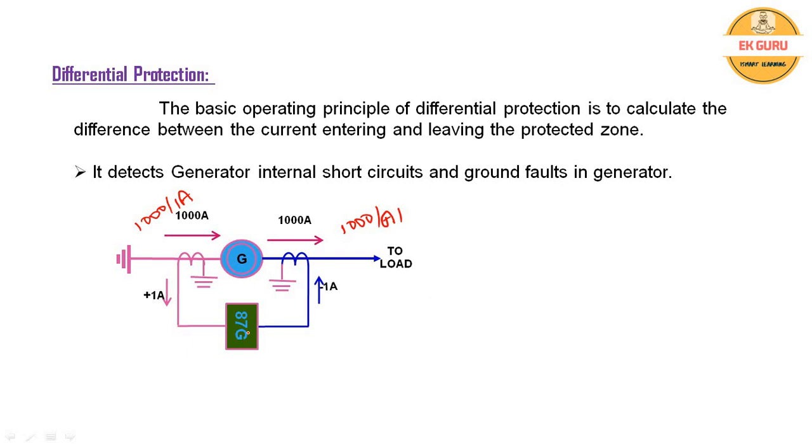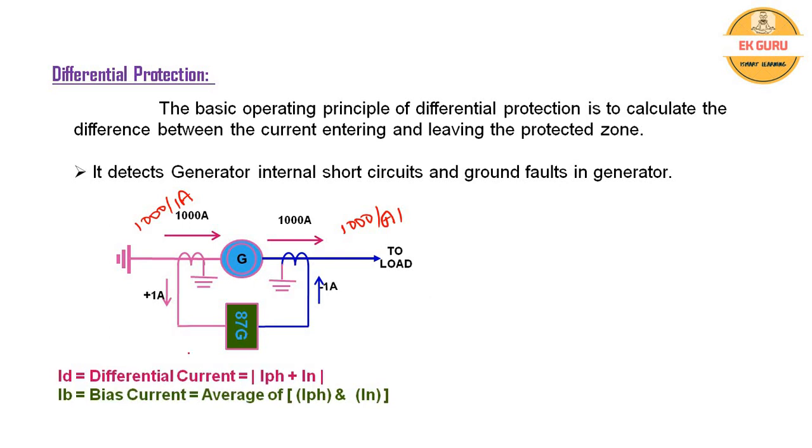In order to understand the operation of the differential relay 87G, we need to understand two currents. One is the differential current, that is ID, which is the phasor sum of the phase current and the line current. The phase side of the generator gives the phase current, and the line side current we will call the line current. The differential current is nothing but the phasor sum of the line current and the phase current. Similarly, another term is the bias current. The bias current is the average of the phase current and the neutral current.